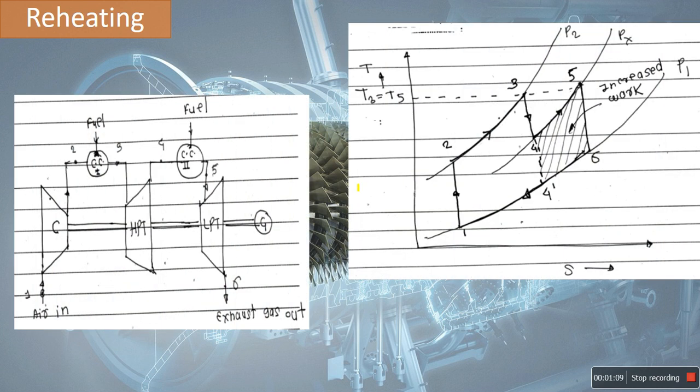In reheating, the expansion of gas is carried out in two stages. If expansion is carried out in a single stage, what happens? The work done is reduced, but when the expansion is carried out in two stages, the hatched area indicates an increase in work done. I explained this in detail in my previous videos. I am just revising because in further slides we are going to combine these methods. In reheating, the work done increases because the expansion is carried out in two stages.